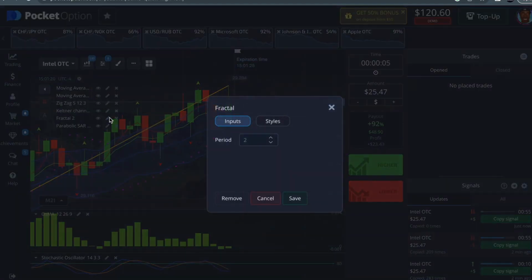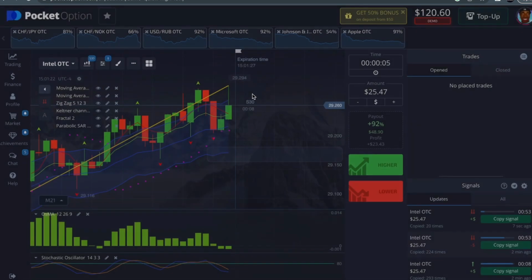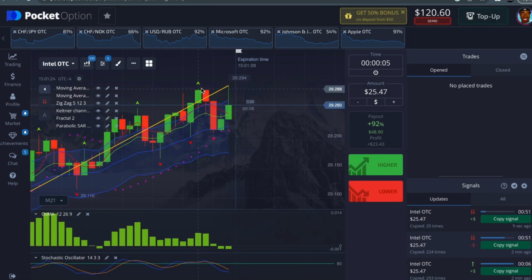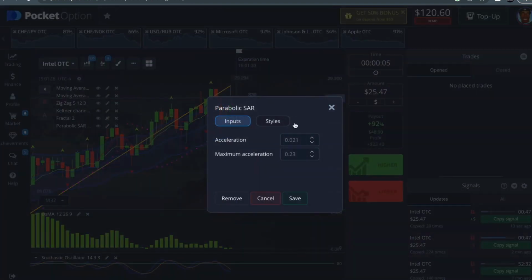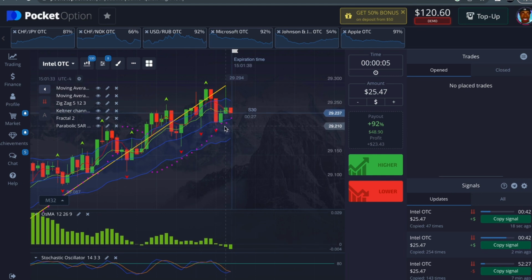And then we have a fractal of period 2, which is these arrows that you see right here to show you if the momentum is pushing the other way. And then we have a parabolic SAR to just back up that fractal, to show you how many candles have been placed after this fractal.